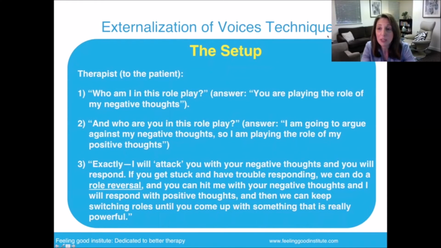So after we describe the technique to the patient, letting them know that this is a cognitive therapy role-playing technique, and that we are both going to be playing different parts of you: I'm going to be playing the negative part of you. I'm going to be reading your negative thoughts to you, hitting you hard with those negative thoughts. And you're going to be representing the rational side of you. You're going to actively talk back to the negative thoughts that I say to you.